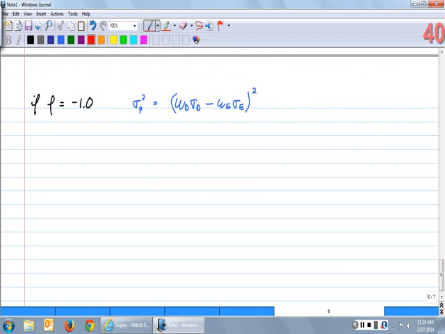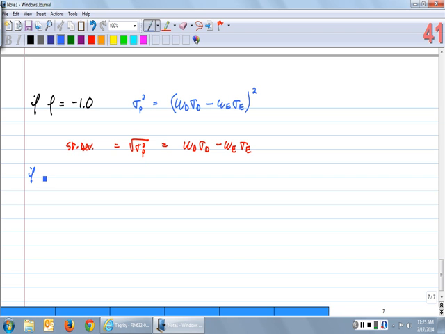So if that's the case, then the standard deviation of our portfolio is equal to the square root of sigma p squared, which means it's equal to the square root of what we had up above, and basically we've got WD sigma D minus WE sigma E. If we assume that the correlation is negative 1, we can simplify this variance and standard deviation down to this point.